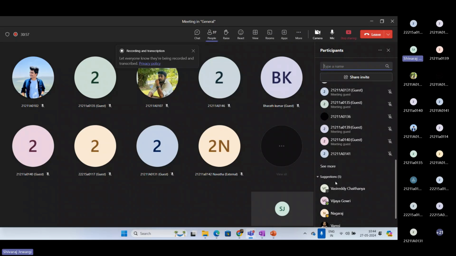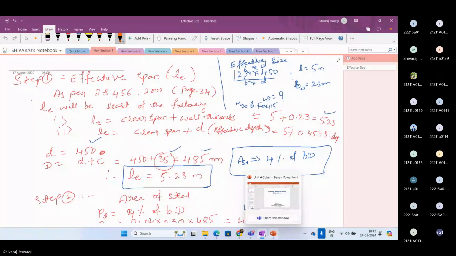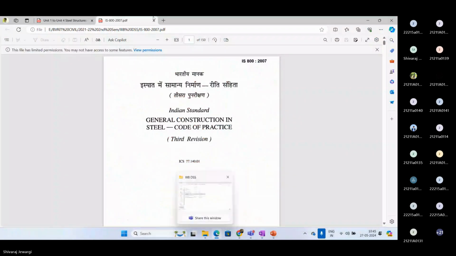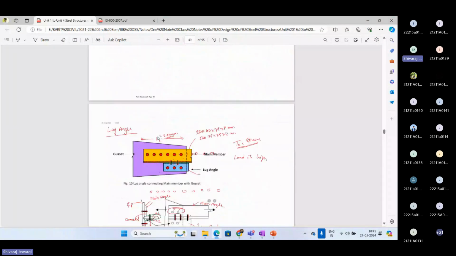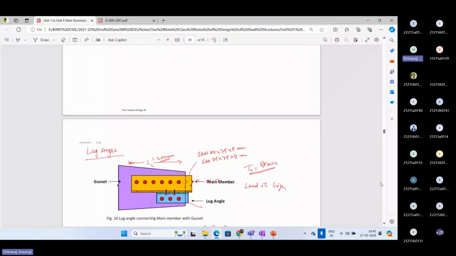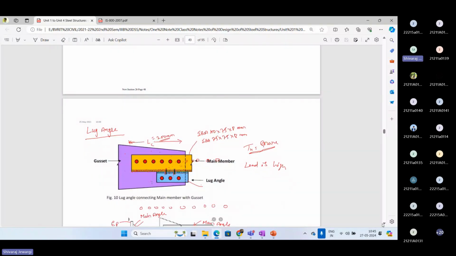Okay, see, let me open this. No, not this. You know this one. Can you see this PDF? Can you see this figure? One small figure. Yes, please. Hello. Yes, sir. OK, fine.